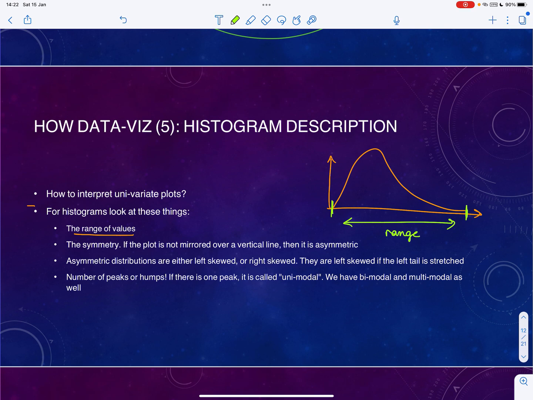Range. The symmetry, whether you can find a vertical line that if you mirror the distribution on that vertical line, the left side and the right side are matched. Okay, in the example that I'm showing you, this is not the case, definitely.